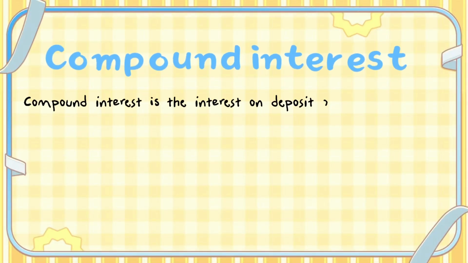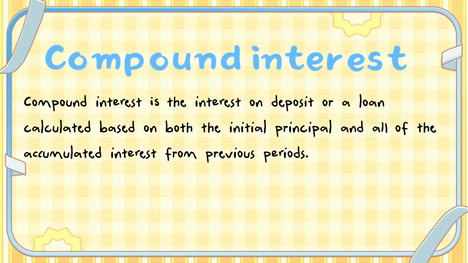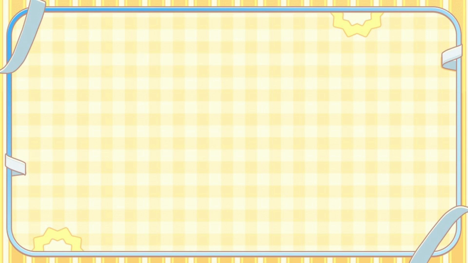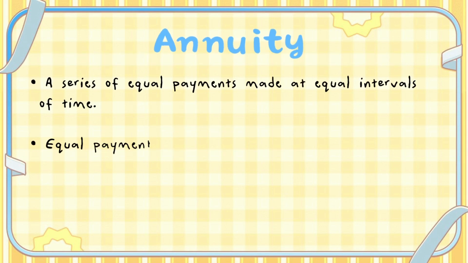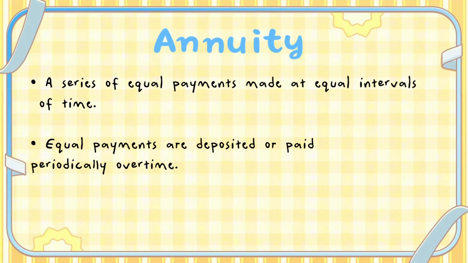Compound interest is the interest on a deposit or a loan calculated based on both the initial principal and all of the accumulated interest from previous periods. Annuity is a series of equal payments made at equal intervals of time. Annuity can also be defined as equal payments deposited or paid periodically over time.